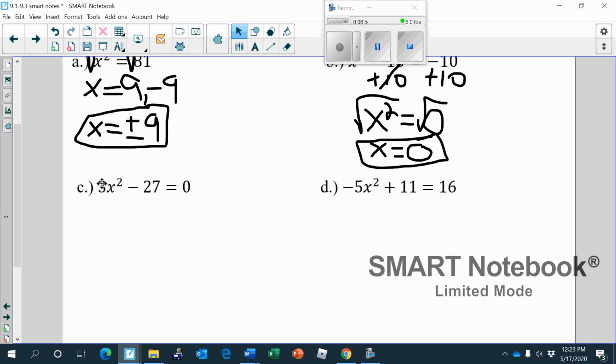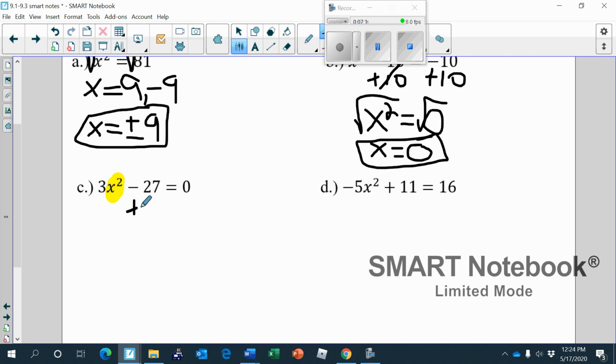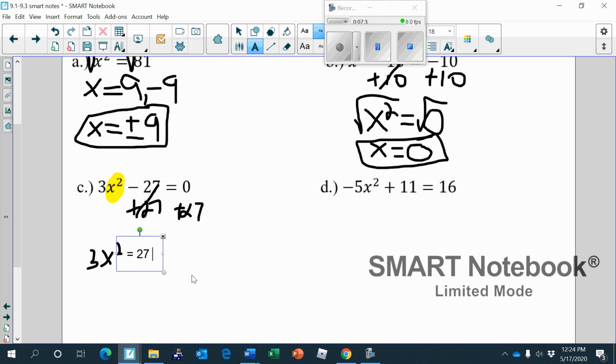Okay, let's take a look at letter C. So again, notice that x squared right here. We have to get just this part by itself. That means we got to move everything else. So let's move our 27 first. We're going to add 27 to both sides. You guys can do that, right? So we're going to add 27 here. We're going to add 27 here. Great. Okay, what am I left with? Well, I'm left with 3x squared equals, okay, now I'm going to go back and forth between my marker and typing, because sometimes it's easier for me to just type it.